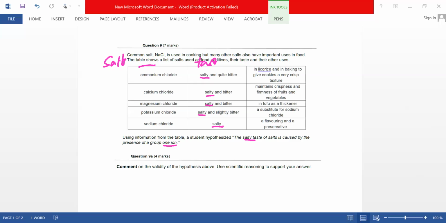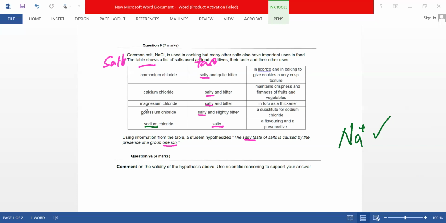Look at sodium. Is sodium in group 1? Please check in your periodic table and let me know. Yes, that's true. So the sodium ion is in group 1. And because we have this group 1, which is sodium, and is salty, that part is true. As of now, our hypothesis is true or valid.